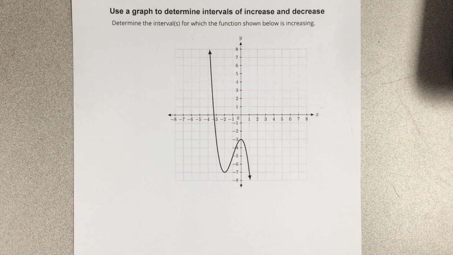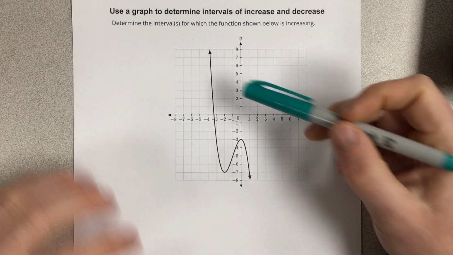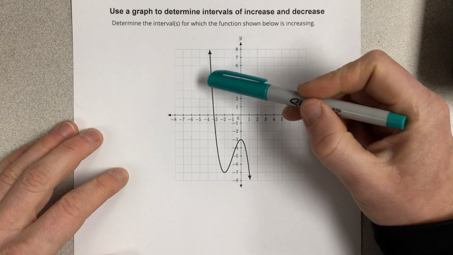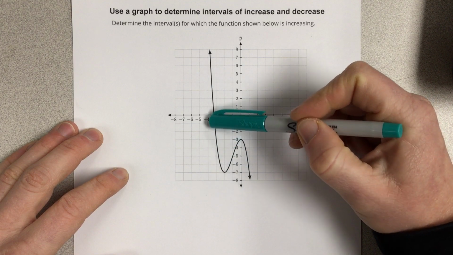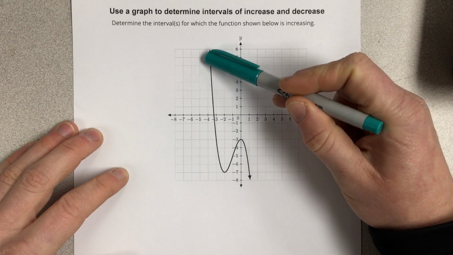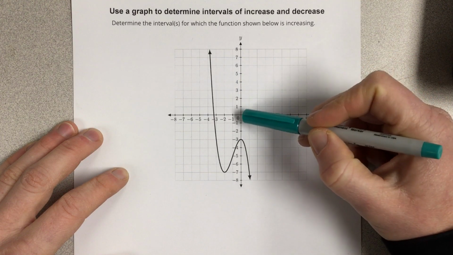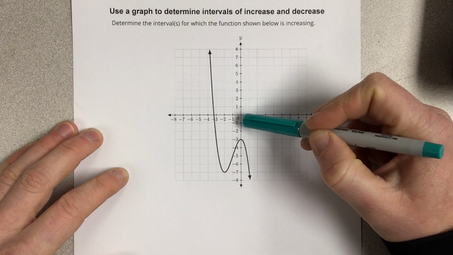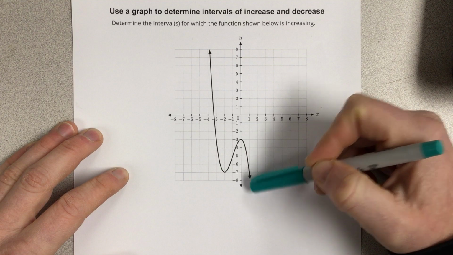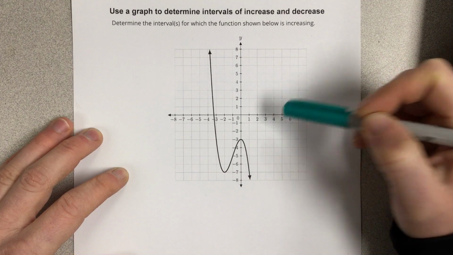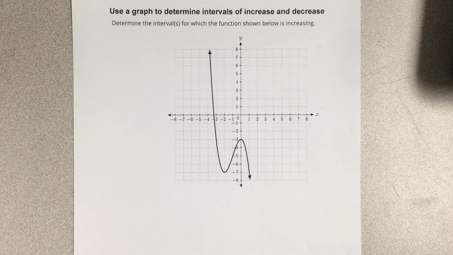In this video, we're going to use a graph to determine intervals of increase and decrease. So you have this polynomial here that has end behavior of y values going to infinity as the x values go to negative infinity, and you have the y values going to negative infinity as the x values go to infinity. And you can see that it has two turning points.